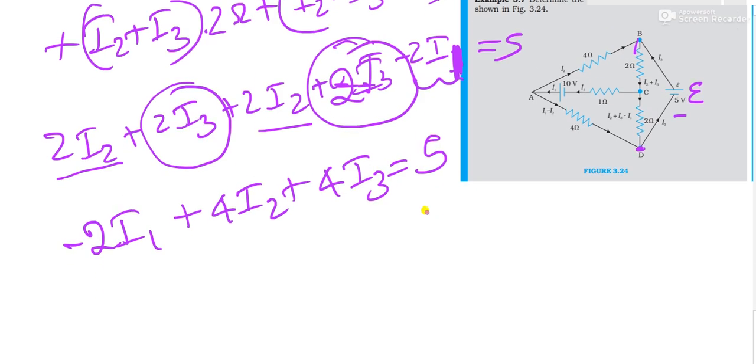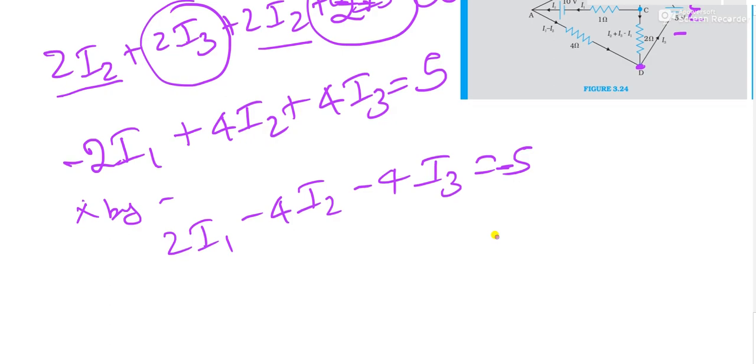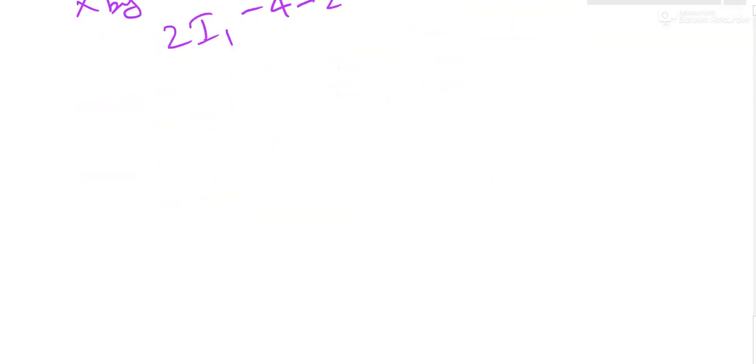Okay, I just want to change the negative sign for I1. So it's just a multiplication by minus. We'll get 2 I1 minus 4 I2 minus 4 I3 is equal to minus 5. Like this, minus 5 we will get. Okay, like this all the terms will get changed. Okay, right now I want to show you all 3 equations, how they are going to be.